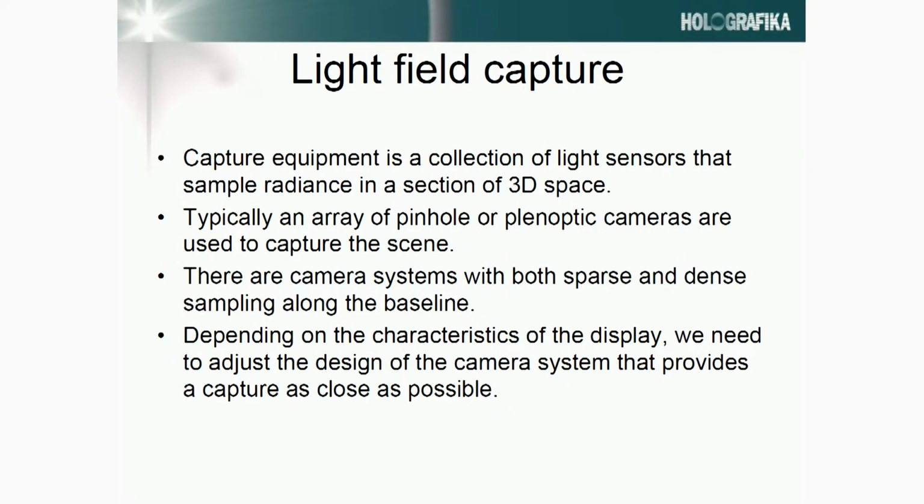We can build two types of camera systems. We can build camera systems with dense sampling, where you have one sensor or several very close to each other, but with a high resolution and with some optics that will take the light field with a very dense sampling in a small FOV. Or you can have a sparse sampling, which takes a light field in a wide FOV, but with much sparser sampling.